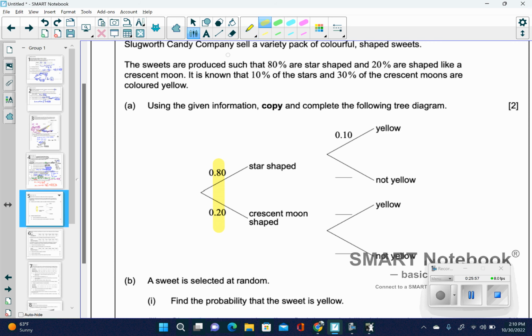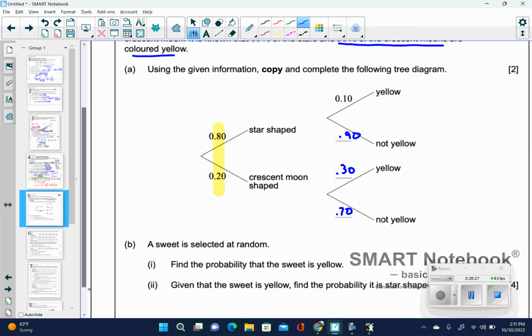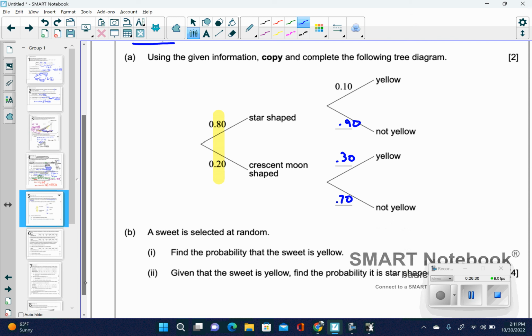So let me just go ahead and get my regular pen. So this is going to be 0.90. And then let's take a look. It says 30% of the crescent moons are colored yellow. So this is crescent moon, yellow, that's 30%, so that's going to be 0.30, which means 1 minus 0.30 is 0.70, so 0.70 of them are not going to be yellow, okay? Okay, good. So the first part is done. It says using the information, copy and complete the following tree diagram, so that part is done.